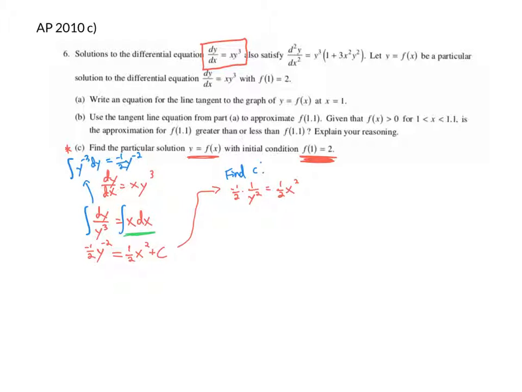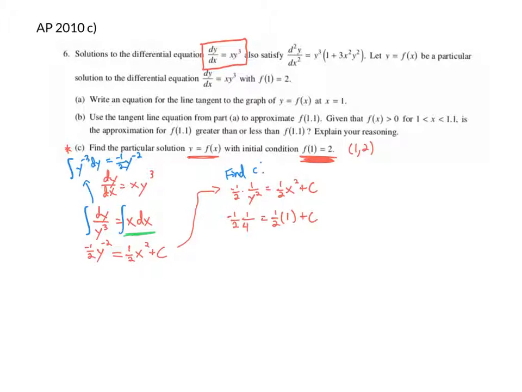And then 1/2 x squared plus c. Okay, so let's start plugging in our points. So I'm going to plug in 2 for the y. So I'd have negative 1/2, and then 1 over the y, which in this case would be 2. So that'd be 1 over 4, equals, and then 1/2, the x is 1.